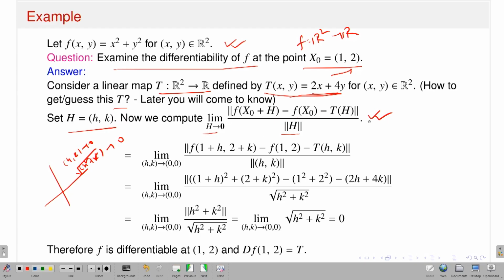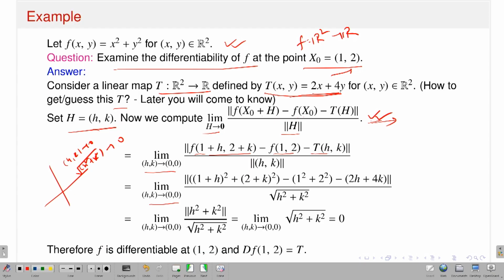This is the one for which I would like to see the limit. So the norm of f of x naught plus h minus f of x naught. Everything is there, x naught is given, x naught is (1, 2). So I have to calculate the norm of f of (1 plus h, 2 plus k) minus f of (1, 2) minus T acting on (h, k), a linear transformation acting on (h, k), divided by the norm of (h, k). Again, this is the limit as (h, k) goes to (0, 0).